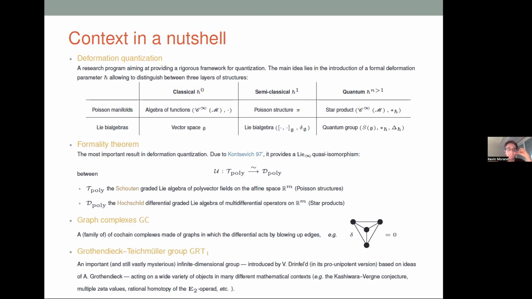the deformation quantization problem. Okay, and the final piece of context is the so-called Grothendieck-Teichmüller group, or GRT1, which is an important and still vastly mysterious infinite dimensional group that has been introduced by Drinfeld, at least in this particular form. This group appears in a wide variety of contexts in mathematics, and in particular, it appears in deformation quantization. One of the objectives of this talk is to introduce yet another incarnation of this particular group within the context of deformation quantization for Lie bialgebroids.